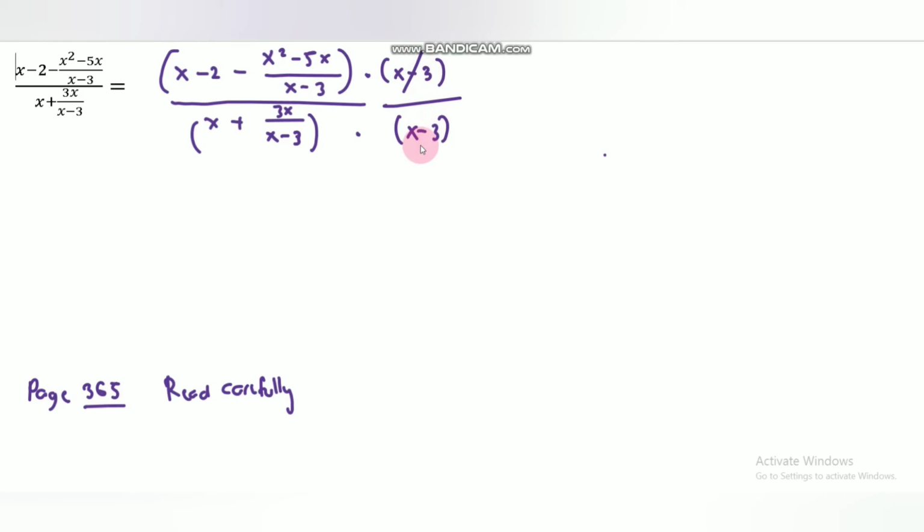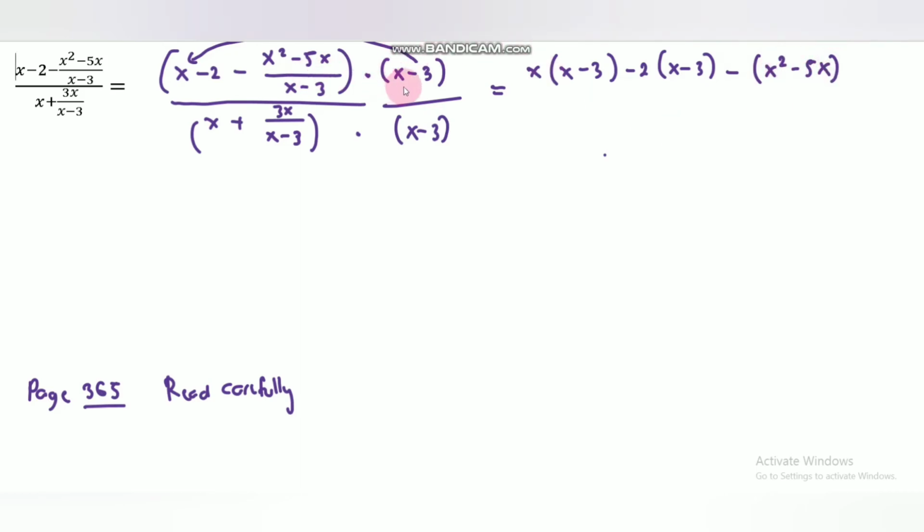So we don't change the value. We don't change anything here. Therefore, what is the objective of multiplying this? If I multiply the whole thing by x minus 3, with the distribution axiom, I have x multiplied by x minus 3, look at it, I distribute it, minus 2 multiplied by x minus 3, right? And then minus x squared minus 5x, right?